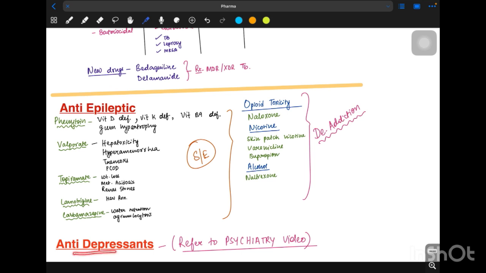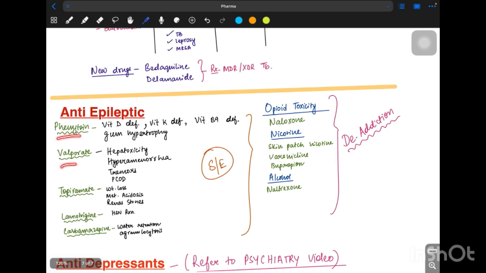Now, coming to our last topic, so 2 topics are left: anti-epileptics and antidepressants. So first, understand antidepressants. I have already given antidepressants in the psychiatry video. You can refer to the psychiatry video for antidepressant drugs. And our last topic is anti-epileptic drugs. So anti-epileptic drugs are phenytoin, valproate, topiramate, lamotrigine and carbamazepine. These are the main anti-epileptic drugs.